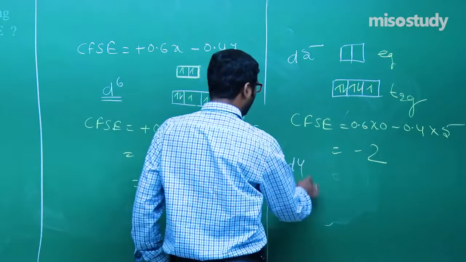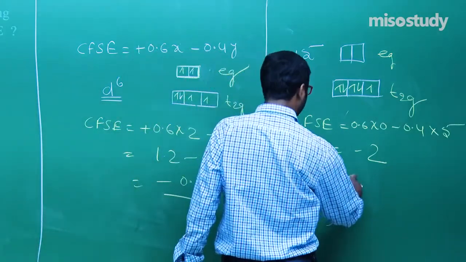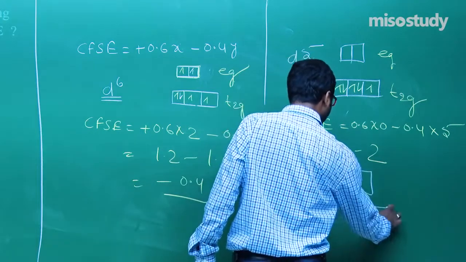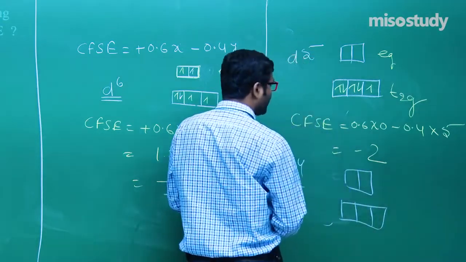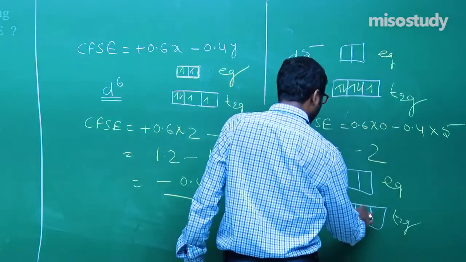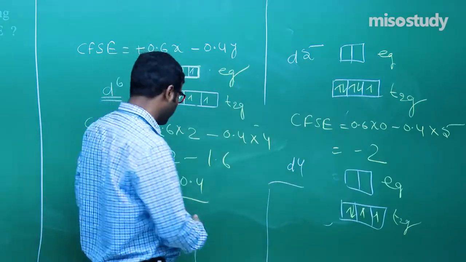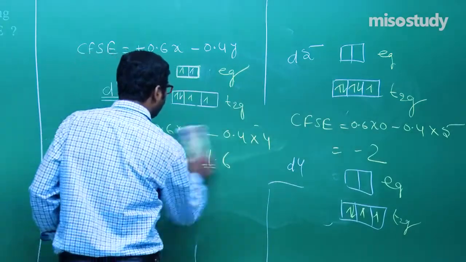If I talk about low spin D4, then what will happen? So pairing will be done first. This one is eg and this one is t2g. Put here 1, 2, 3 and 4. So what is the value of CFSE for this case?